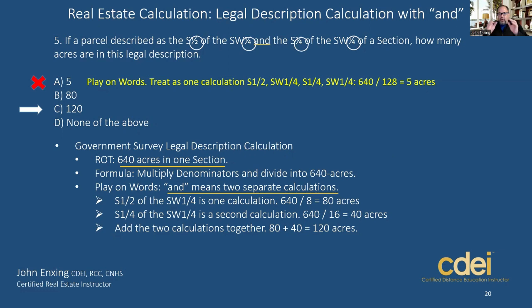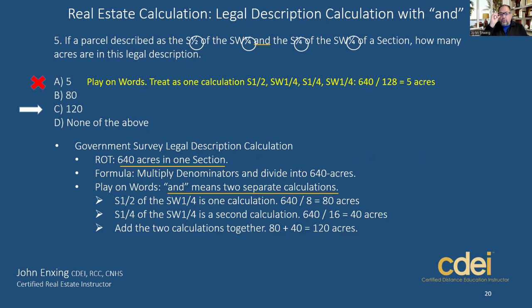So what we typically do, watch this now, pay attention to me carefully. We read the question and we go, oh, okay, that's a government survey. Okay, 2 times 4 times 4 times 4, 128 into 640, 5 acres. Boom, there it is, answer A. And off you go. You finish the whole test in an hour, and you do this to several other questions, right? And you walk out and you go, why didn't I pass?